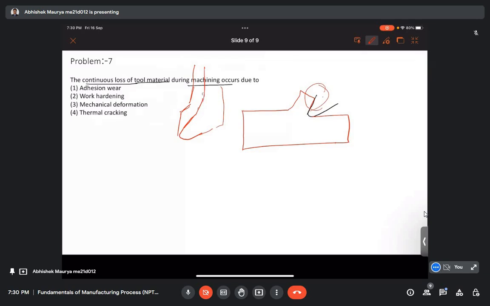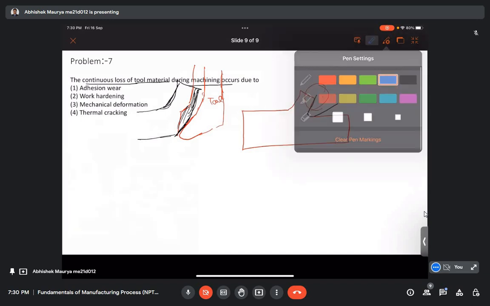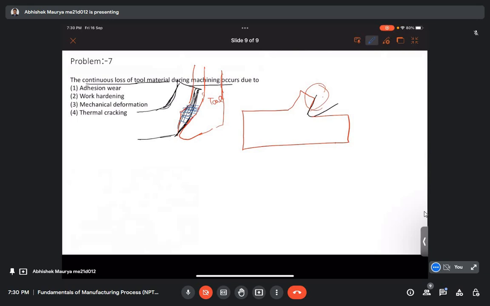So this is a tool, and when we try to cut the material with this cutting tool, what happens? The material comes in the form of chips, and it slides over the tool. Basically, this is the rake face of the tool, and the material is coming from here and going in this direction, like this, and we are applying lots of force. It is the cutting force, and we are also applying thrust force on the tool.